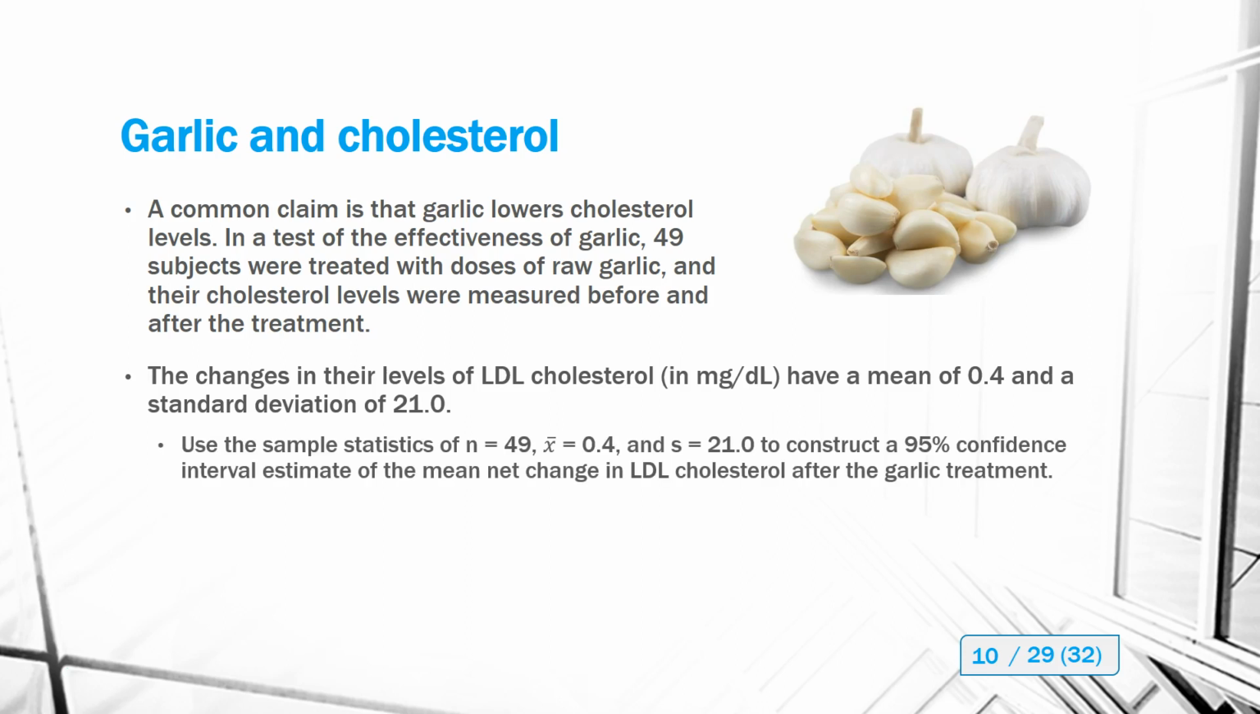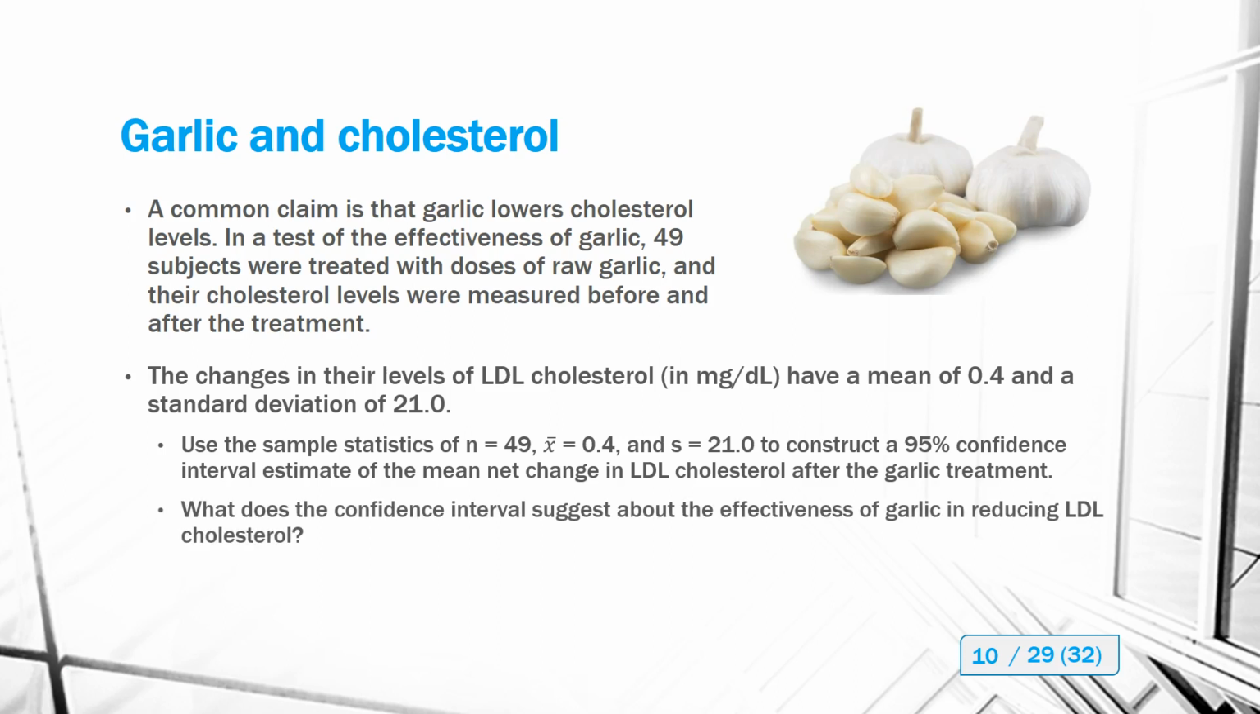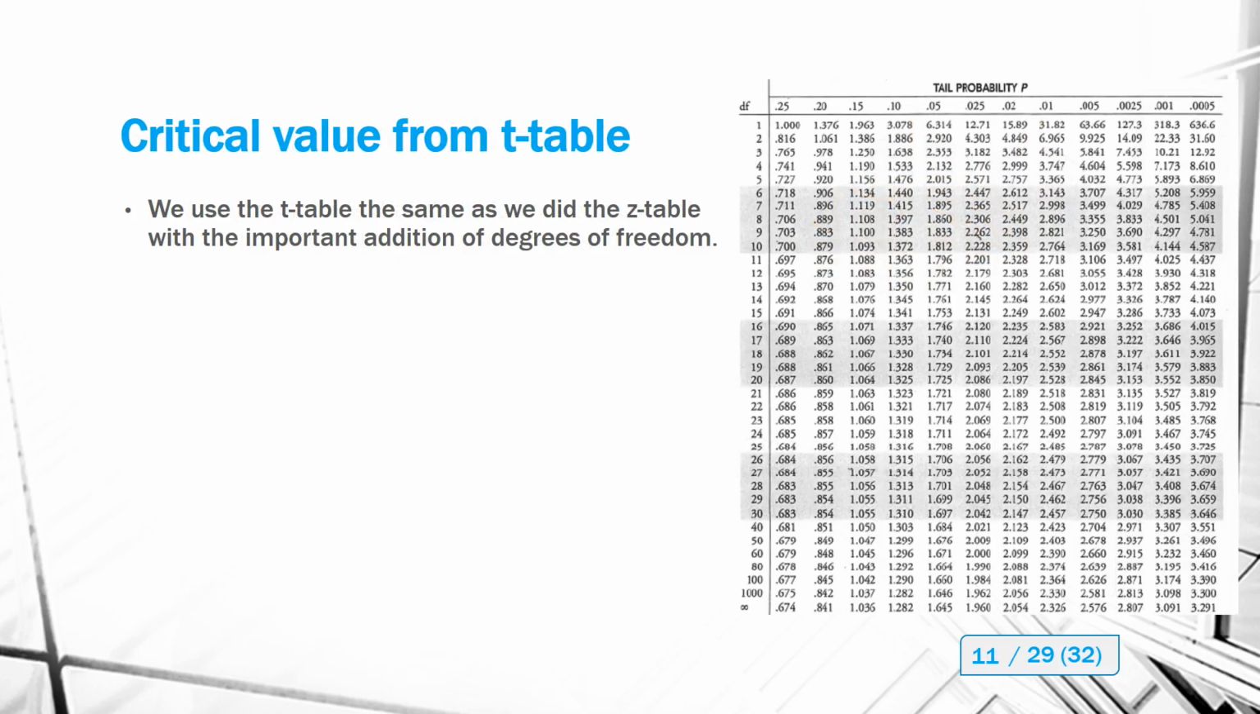So with this information in hand, now we use the sample statistics, sample size of 49, sample mean of 0.4, and sample standard deviation of 21 to construct a 95% confidence interval estimate of the mean net change in LDL cholesterol after the garlic treatment. And then the question we're asked is, what does the confidence interval suggest about the effectiveness of garlic in reducing LDL cholesterol? All right, well, let's look at that.